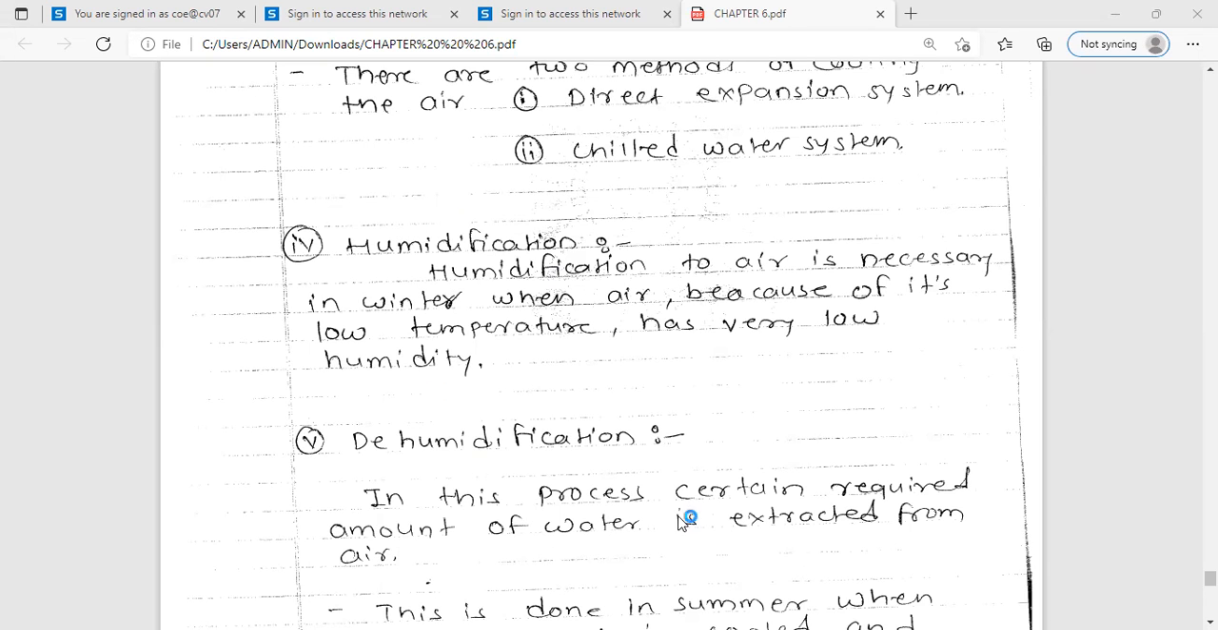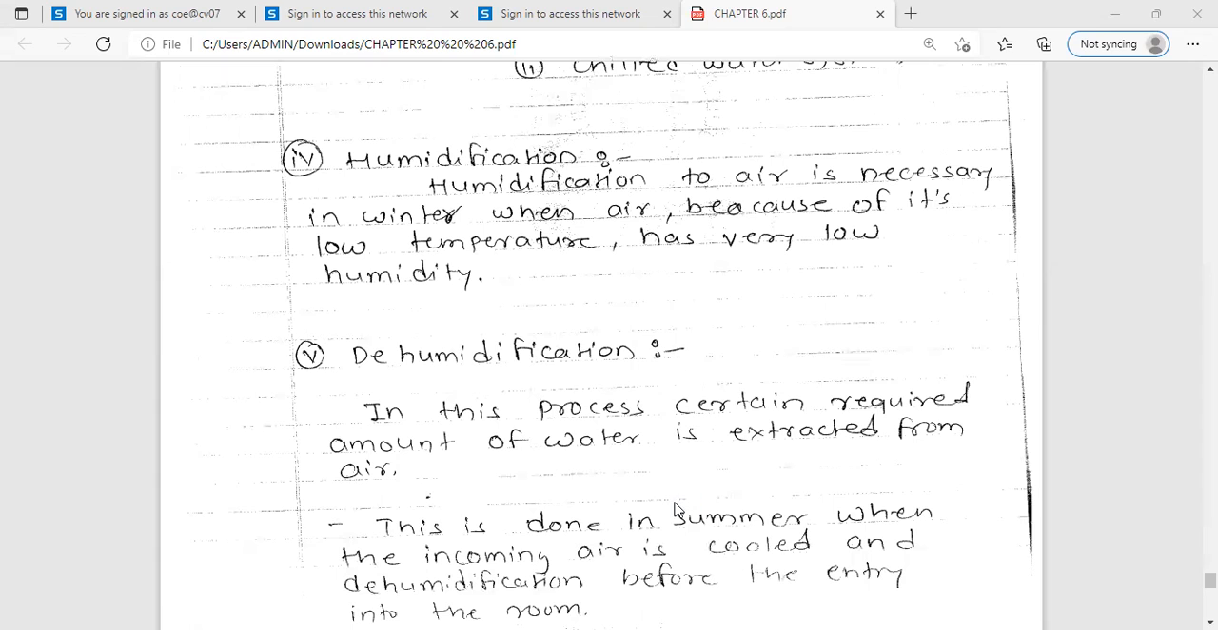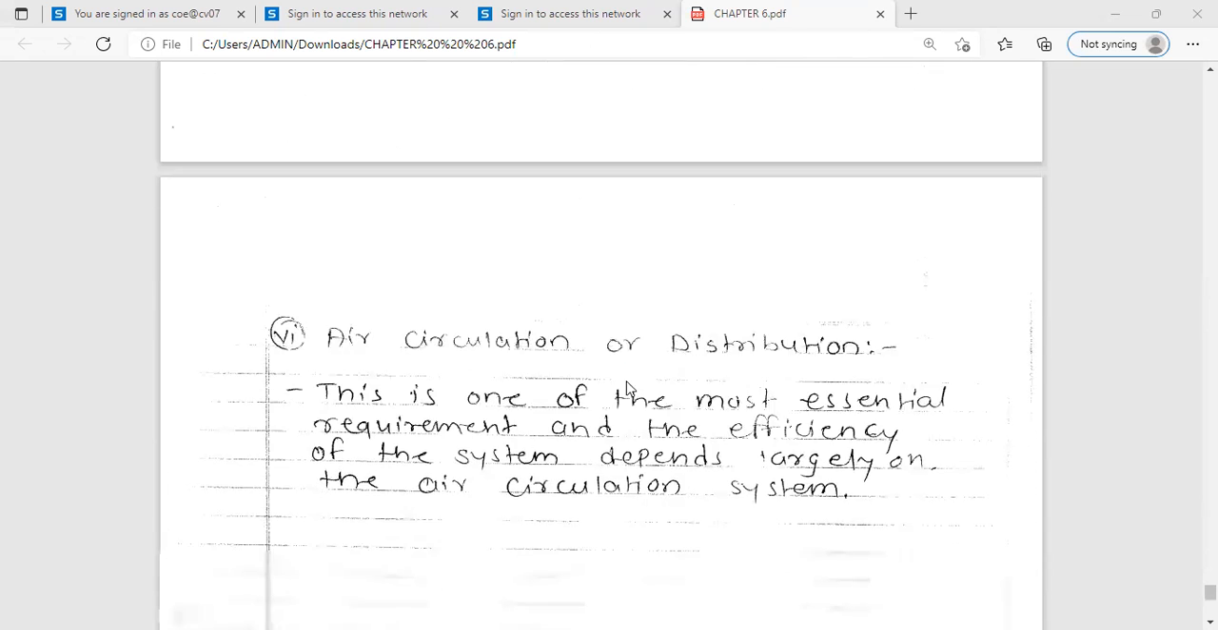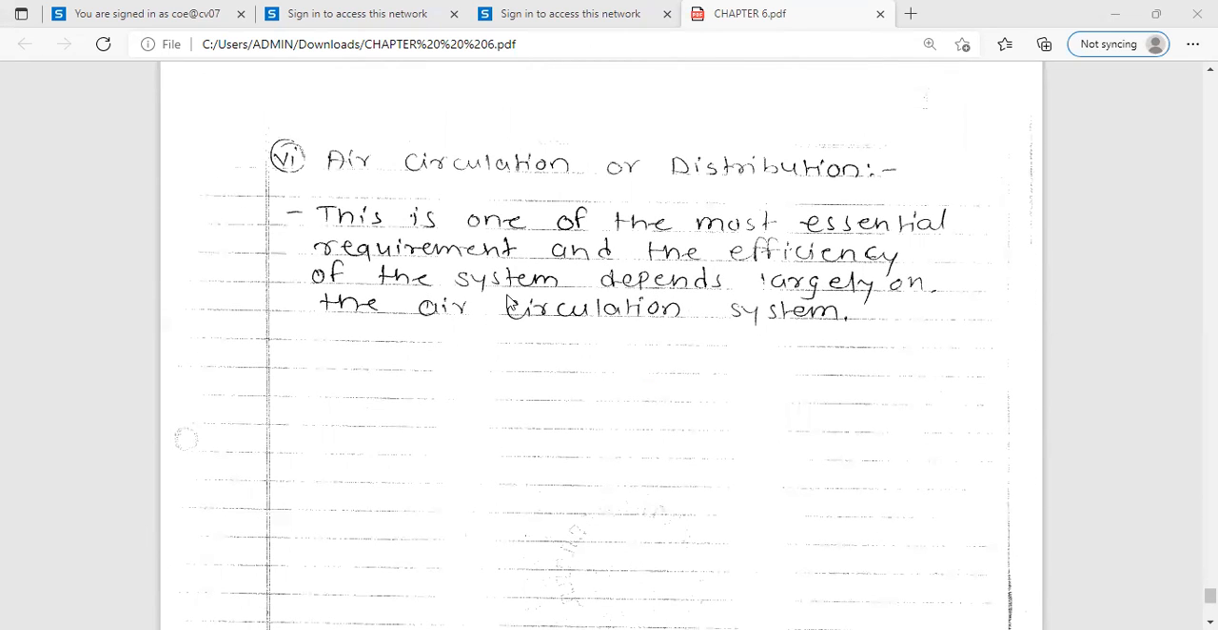Dehumidification: in this process a certain required amount of water is extracted from the air, which means the water content is removed from the air. This is done in summer when the incoming air is cooled, and dehumidification before the entry into the room is required. And air circulation and distribution is one of the most essential requirements, and the efficiency of the system depends largely on the air circulation system.